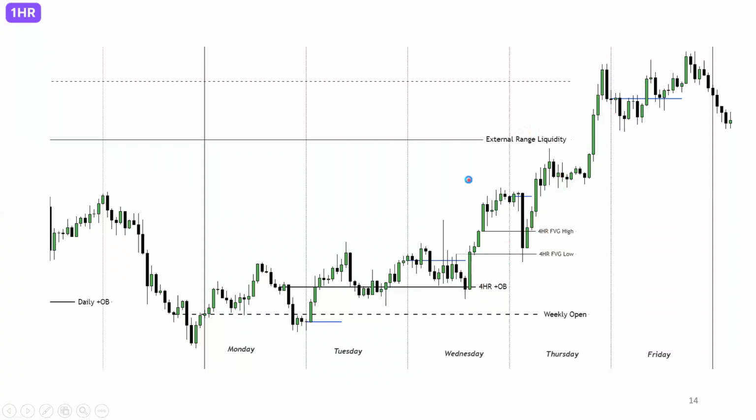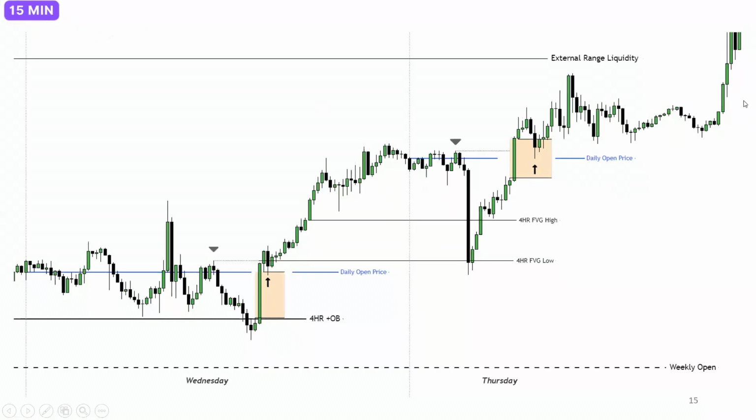All right, so we're going down to our 15-minute time frame, which is our entry time frame for short-term trades. So here's our 4-hour order block on a Wednesday. And then these are daily open prices. This is the market open for the day. So the entry pattern we're using here is the ICT 2022 entry model. That is the break of structure plus fair value gap.